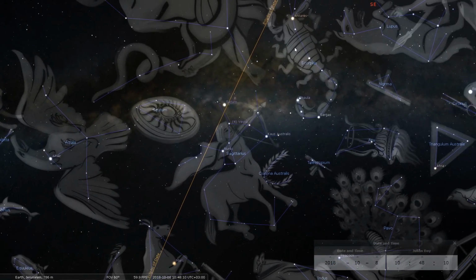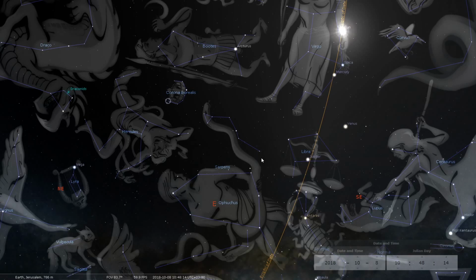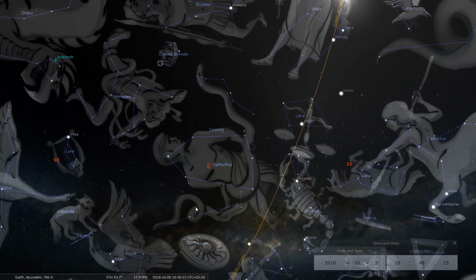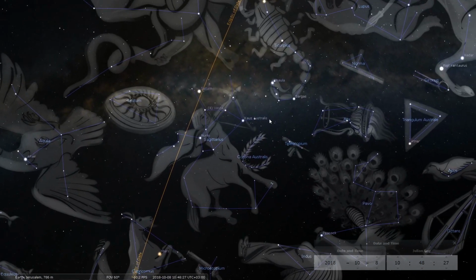Now, this is really key. As I mentioned, in Revelation 12, the seven-headed dragon has 7 crowns. And there are 7 principal stars in Corona Borealis. In Revelation 13, the beast from the sea has 10 crowns.